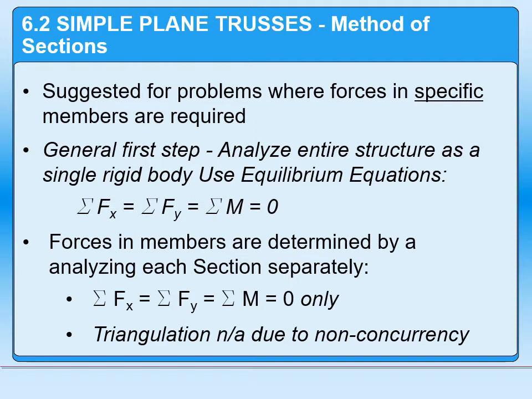Again, we can solve for three unknowns because we have forces in the x, forces in the y, and moments. But unfortunately, we don't really have triangulation. Triangulation only really works with concurrent forces or concurrent force systems. And in this case, we have non-concurrent force systems, so triangulation is really not an effective tool. So we really need to stick with summation for method of sections.